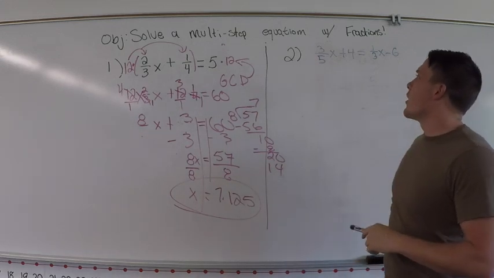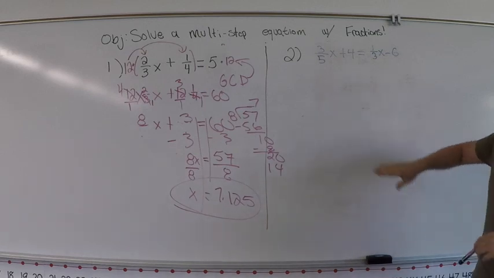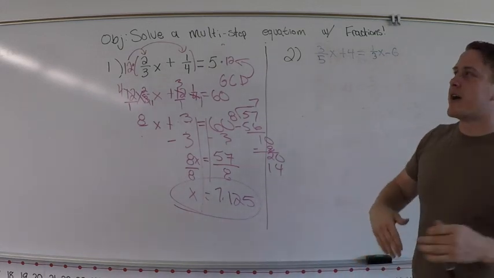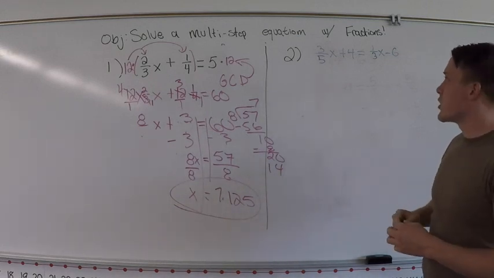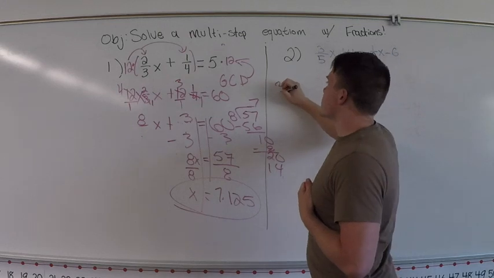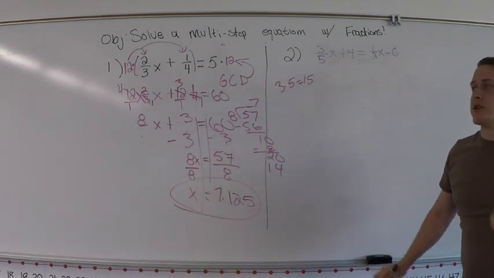So we have 3/5 x plus 4 equals 1/3 x minus 6. We notice that we have two fractions right here. What I would do is find the greatest common denominator, which is going to be 15. The easiest way to find that is 3 times 5 equals 15. I just multiply the denominators together.